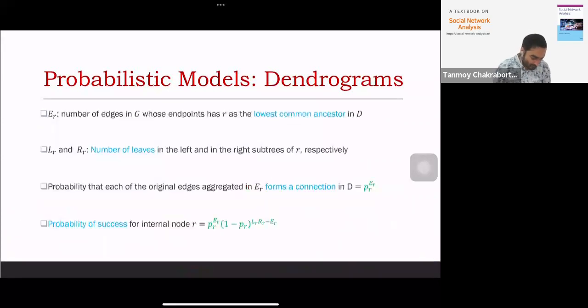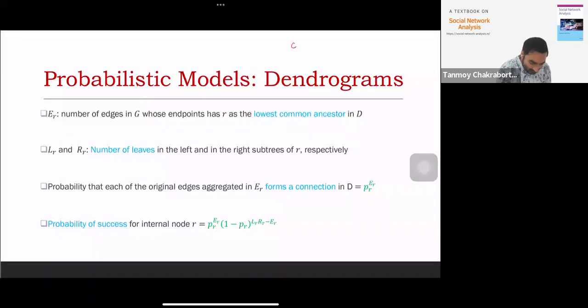Okay. So now let's focus on the dendrogram again. What we have not discussed so far is how to create a dendrogram, so we assume that we are given a dendrogram. We have also not discussed how to measure these probabilities. Let us assume that we also know the probabilities associated with the internal nodes. Okay. Now think about it.